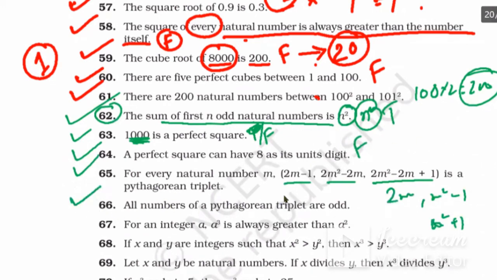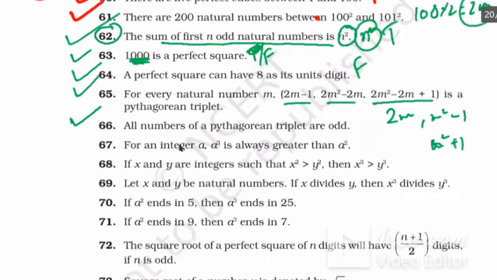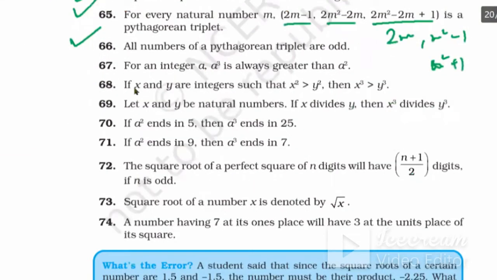66. All numbers of a Pythagorean triplet are odd. Is it correct? False. Okay. It can be 3, 4, 5. So it can be odd, and it can be even.